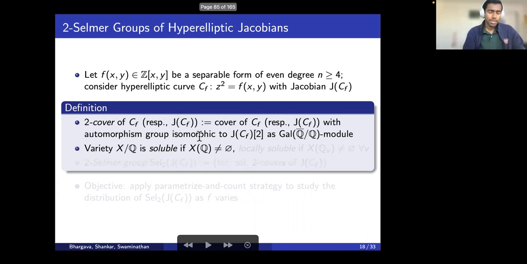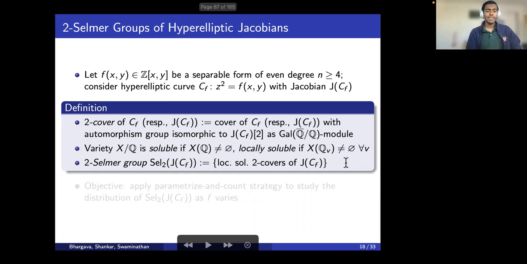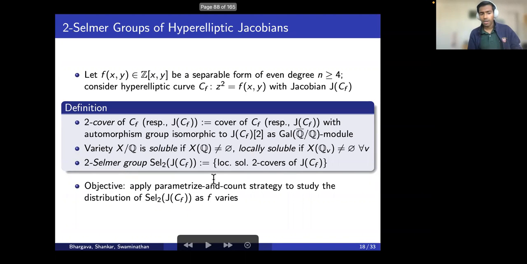Okay. We'll say that a variety over Q is soluble if it has a rational point, and locally soluble if it has rational points everywhere locally. And then the two-Selmer group, which we denote by Sel2 J of CF, as a set is just locally soluble two covers of J of CF. That's what it is as a set. And it's been a long-standing objective in arithmetic statistics to parametrize and count two-Selmer groups of Jacobians of hyperelliptic curves. So let me tell you how this goes.